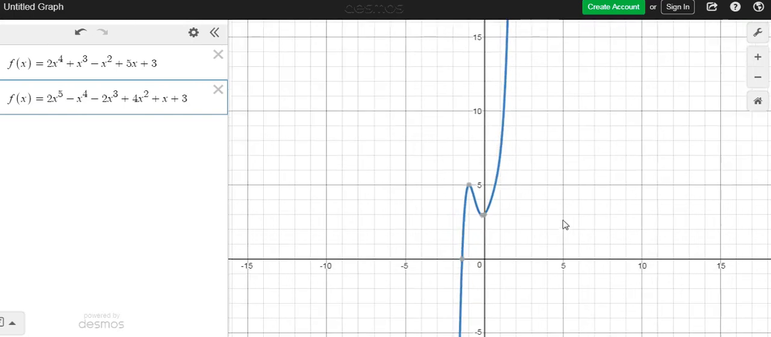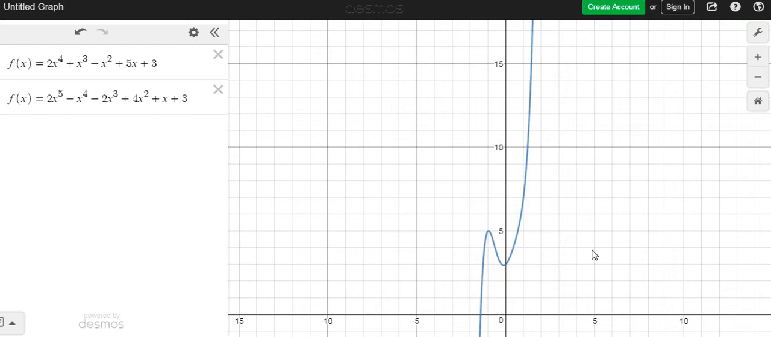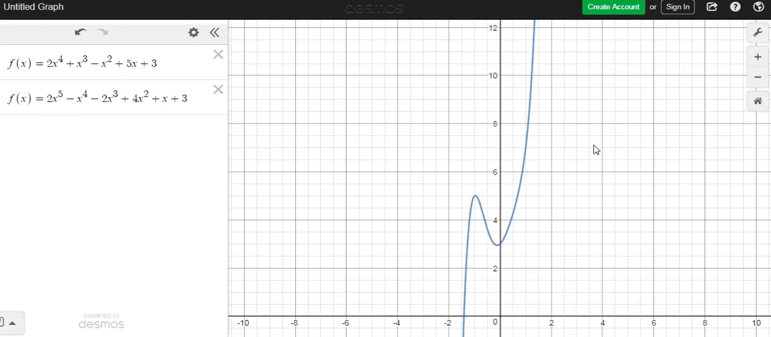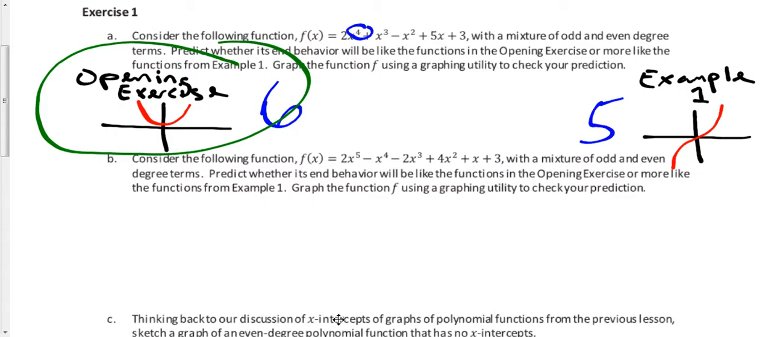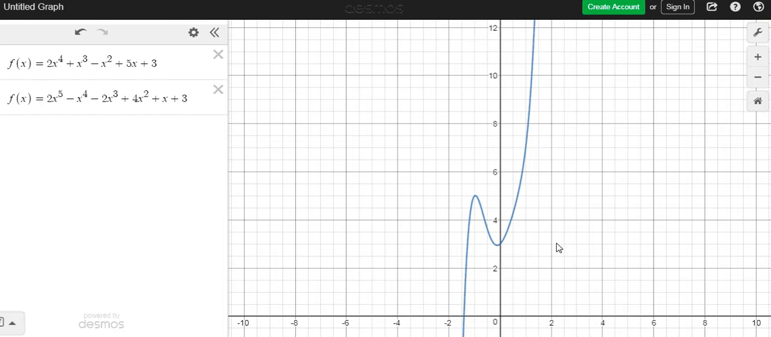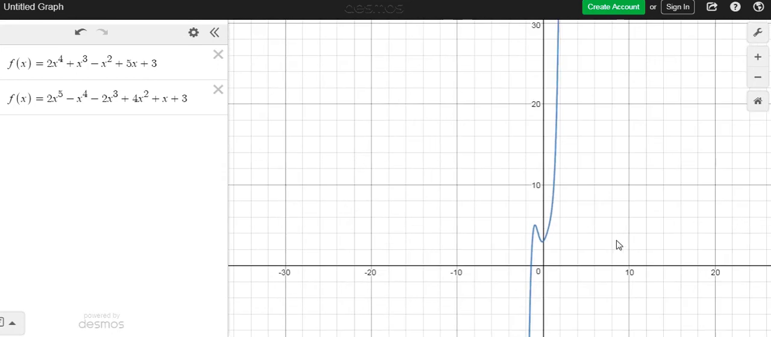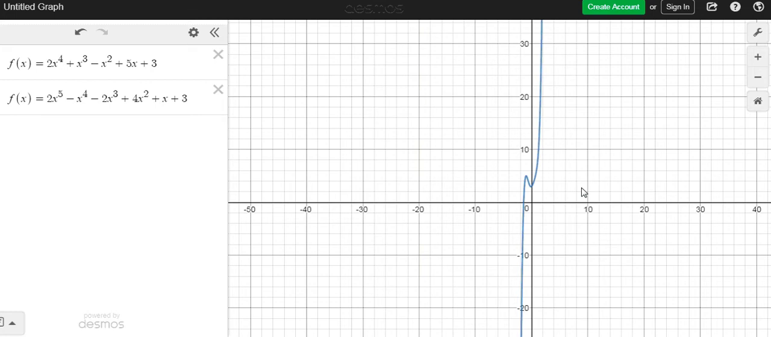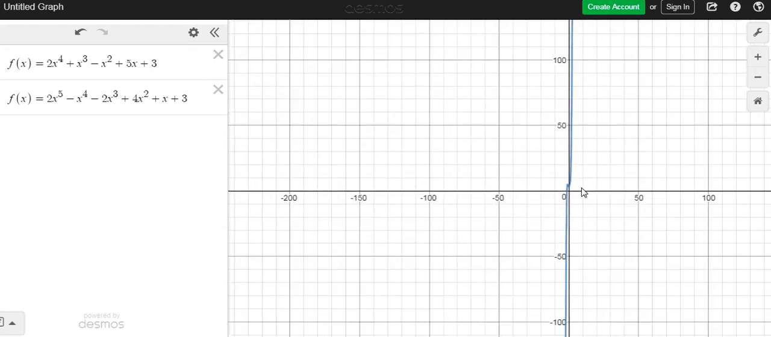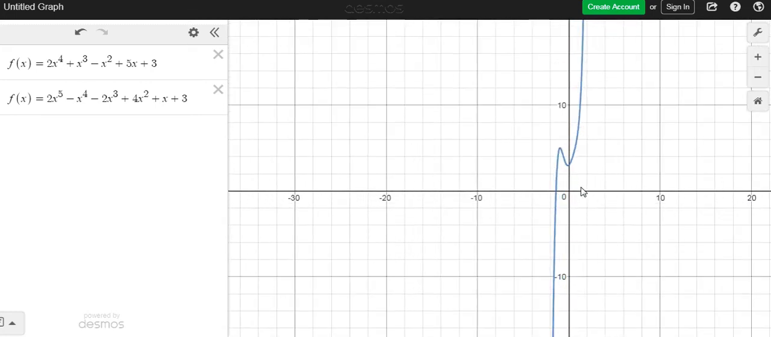Now, look at our graph. Listen up. Look at the graph. Does it look more like the one on the left or the one on the right? Yeah, it looks more like the one on the right. But there are some differences, aren't there? It's got a dip in there, don't it? How high do you think it goes on the right? Goes forever, right? How low do you think it goes on the left?